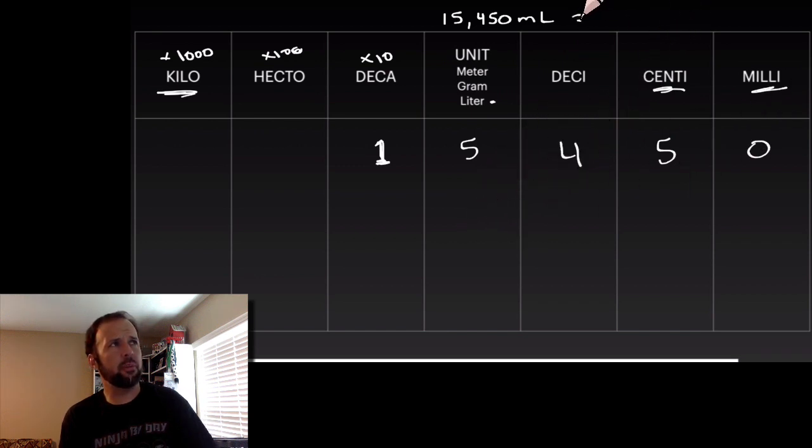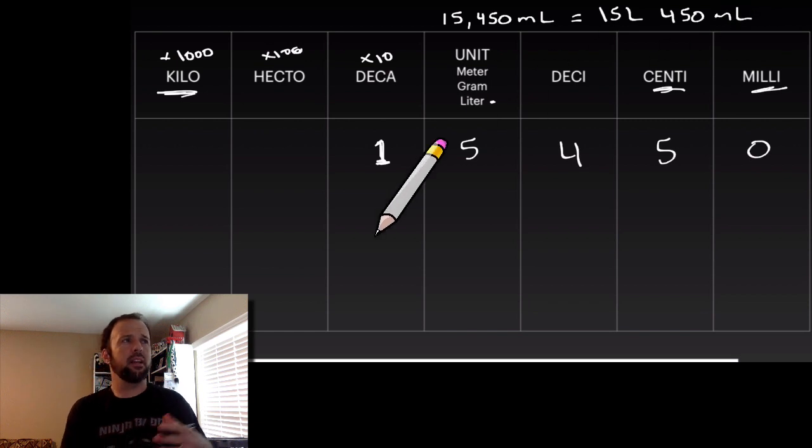And we know that from some of the work we've done before, because for every 1,000 milliliters that we have 1 liter, and we have 15,000 of them, so we have 15 liters, and then we have 450 milliliters. Okay, so we can use that place value chart to help us distinguish the different values that we have and how much of each that we have.